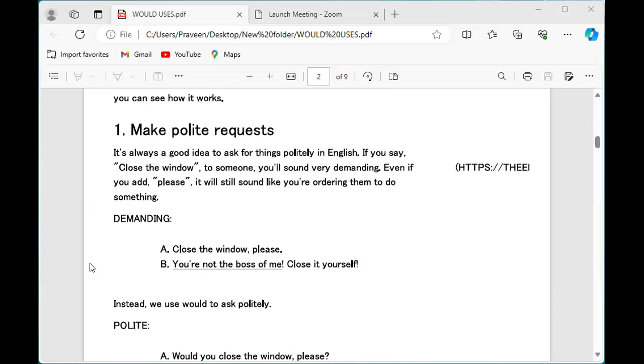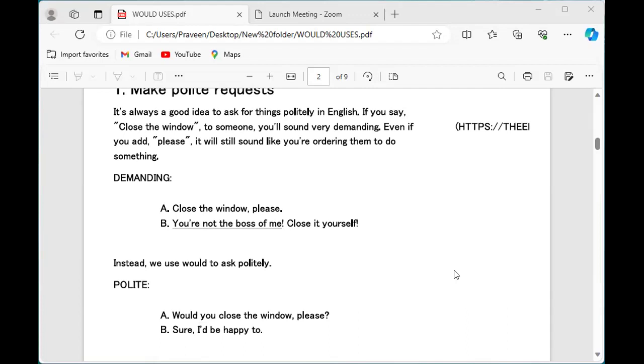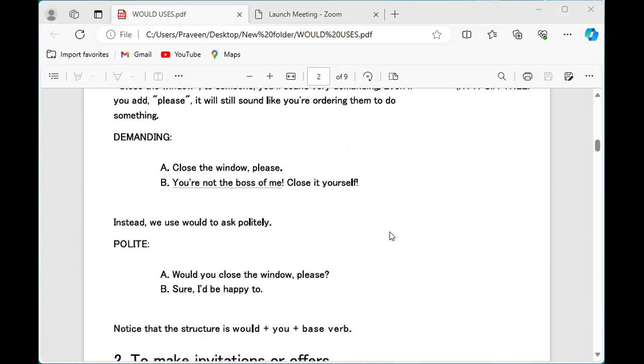So when we use would, it is more polite to ask someone to do something, to get things done from that person. We should be polite in asking things of other people. So "close the window." "You are not the boss of me. Close it yourself." That's the answer we get when we don't use would.